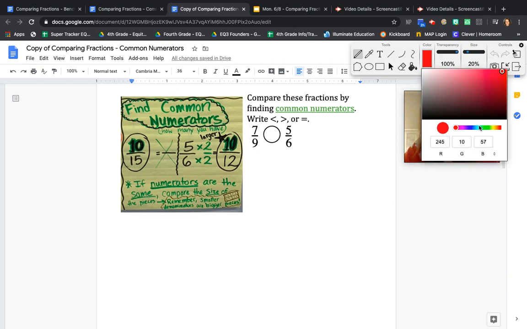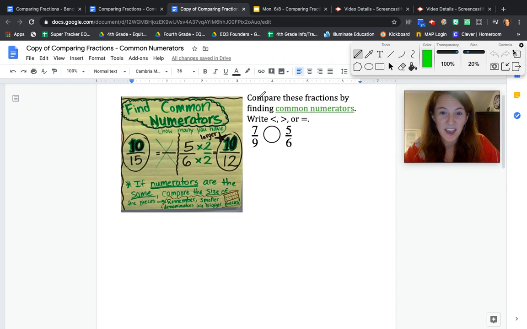Okay, I want to solve this problem. Compare these fractions by finding common numerators. Write less than, greater than, or equal to. 7/9 and 5/6. In the previous video, we found common denominators, but we can also solve this using common numerators.